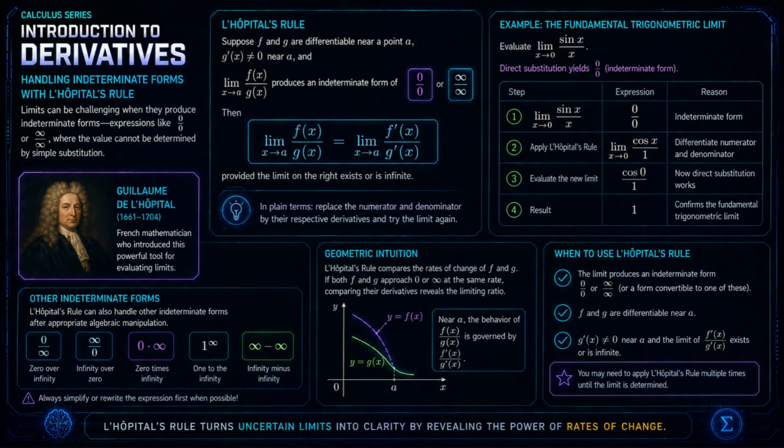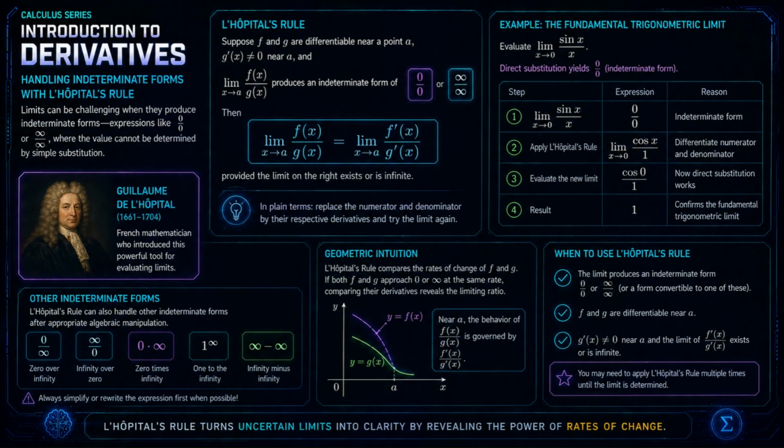For example, the limit as x approaches 0 of sine of x over x is the indeterminate form 0 over 0. Applying L'Hopital's rule, differentiate the numerator to get cosine of x and differentiate the denominator to get 1. The new limit is cosine of 0 over 1, which equals 1. This confirms the fundamental trigonometric limit from Part 2. L'Hopital's rule can also handle other indeterminate forms, such as 0 times infinity or 1 to the power of infinity, after appropriate algebraic manipulation.